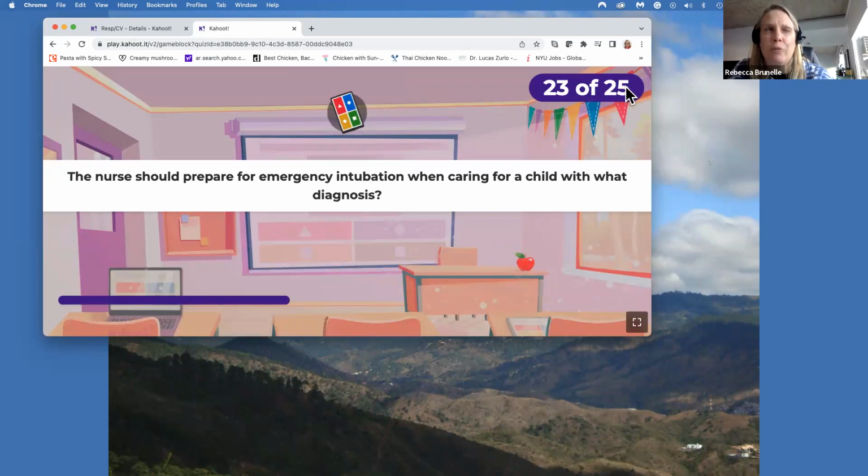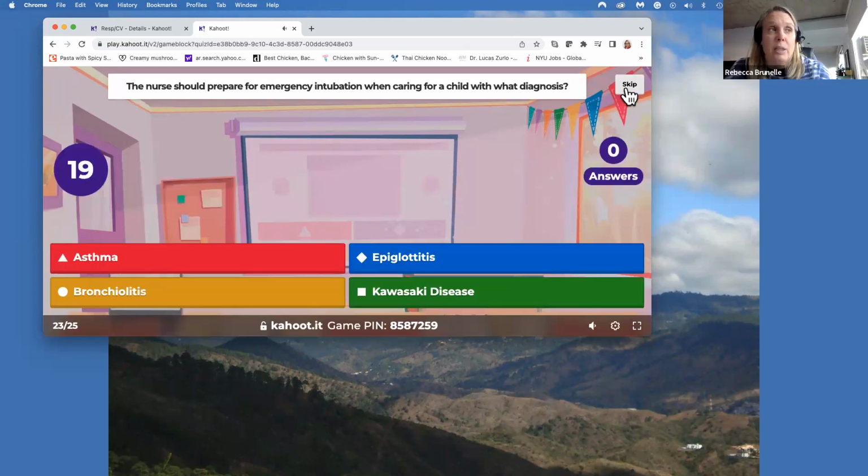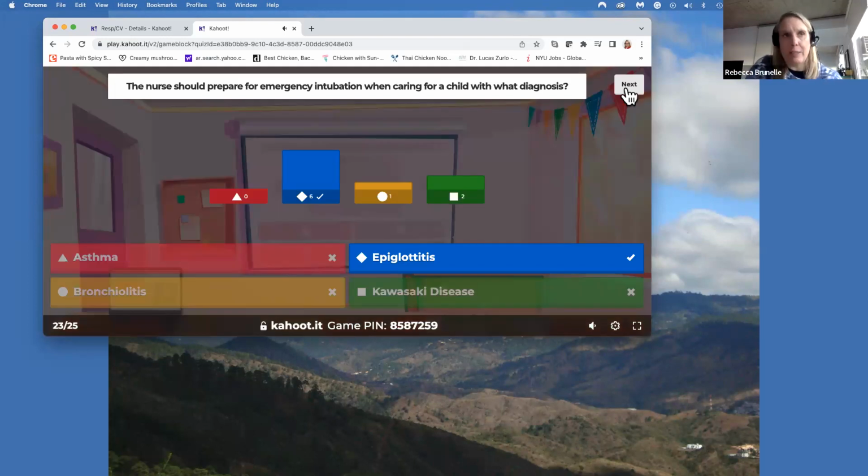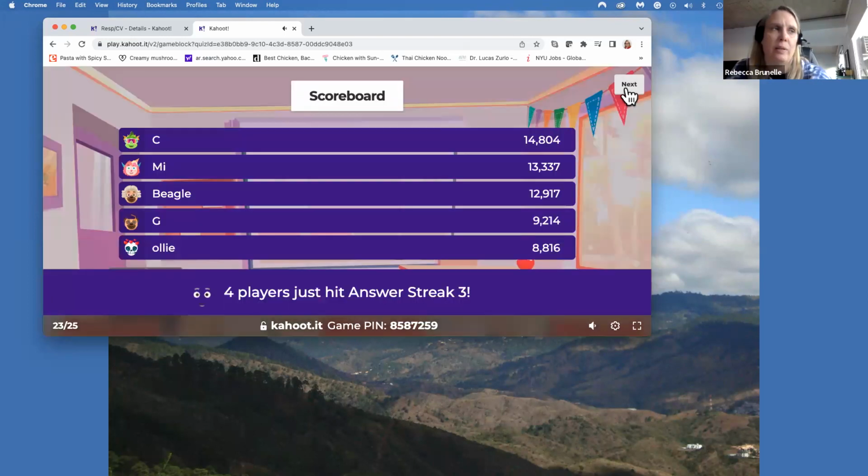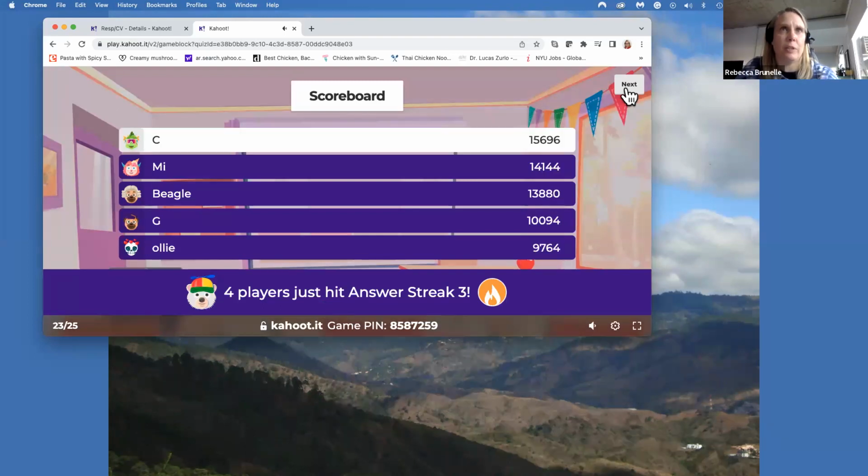So the nurse should prepare for emergency intubation when caring for a child with what diagnosis? Asthma, bronchiolitis, epiglottitis, or Kawasaki disease? Yep. So epiglottitis, good job, you guys. We're almost done. I know I'm letting you out a little bit late today. I apologize.